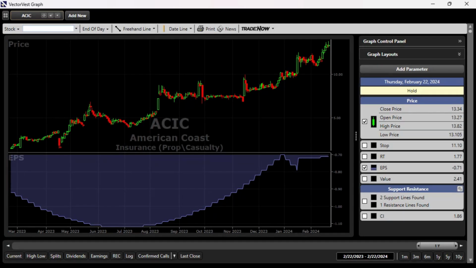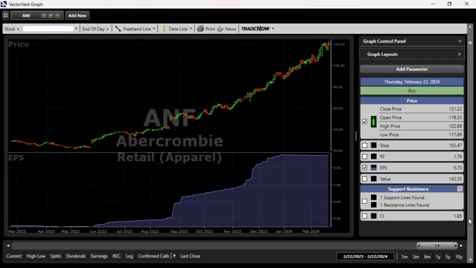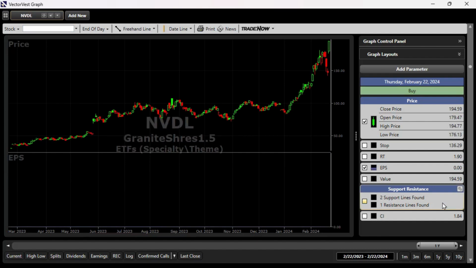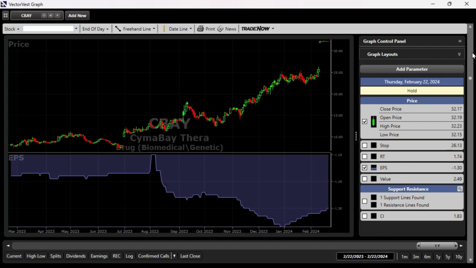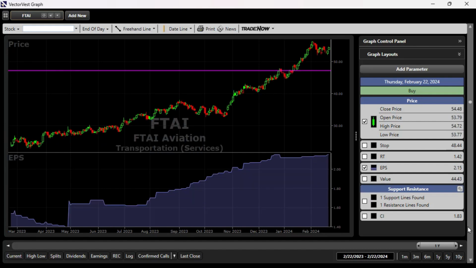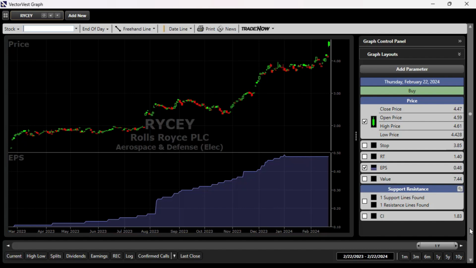So let's take a look at their graphs. So American Coast, persistently rising price over the last year, even though fundamentals show they're still losing money. Interesting here on CBAY, notice the flat price action here after the gap. That often is a reflection of a merger or acquisition. So you might want to do some more investigation on that particular stock. But as we scroll through, here's a stock that has some fundamental strength.